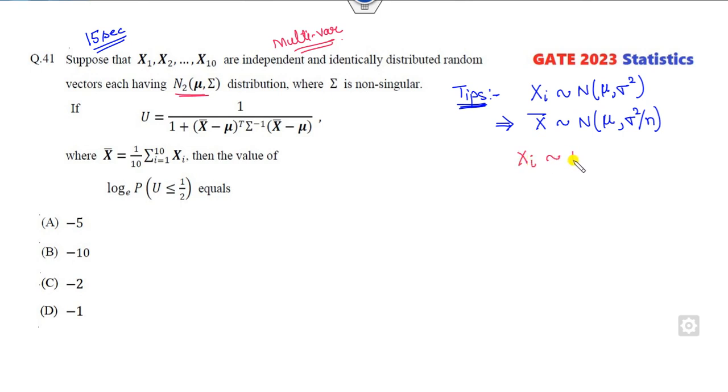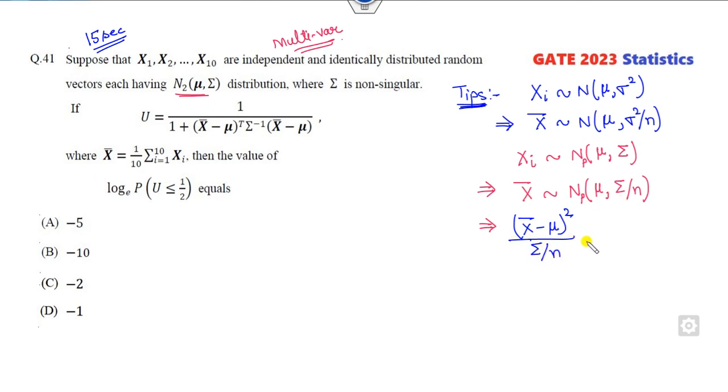If I say xi follows the normal distribution with mean and variance, and say this is my p, just like say 2, then your x bar also follows the normal distribution with mean mu and variance sigma by n, with the degree of p. Now once anything follows the normal distribution, can you convert it into the chi-square distribution? You can easily convert this, divided by the variance. It follows chi-square distribution of p, with p degrees of freedom.